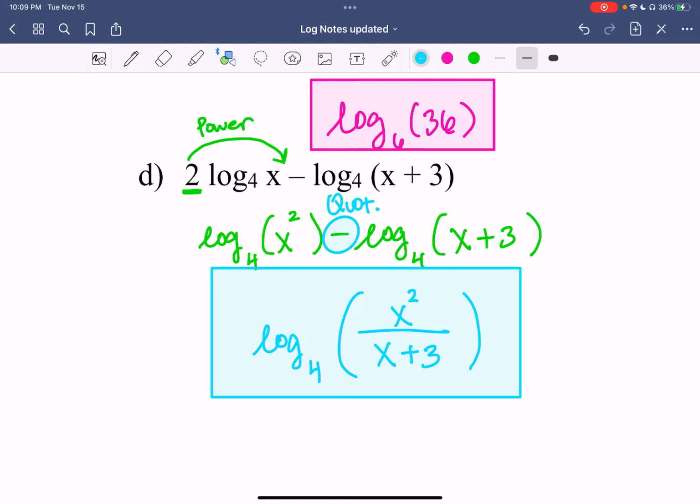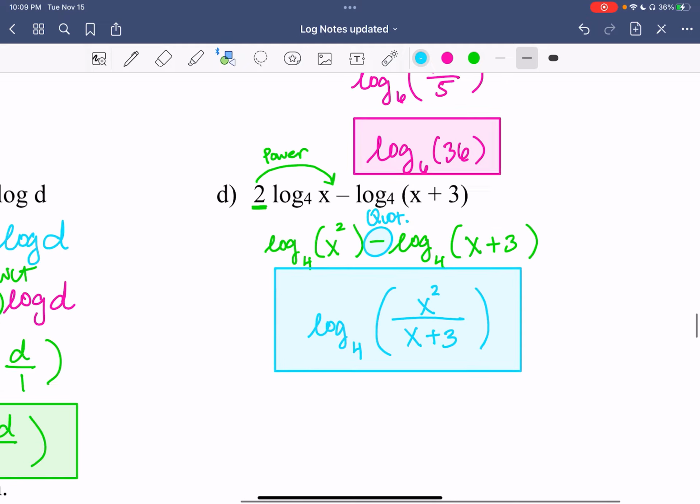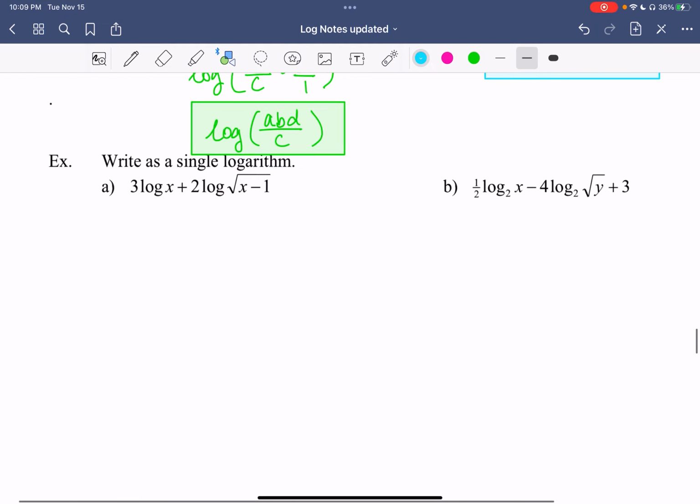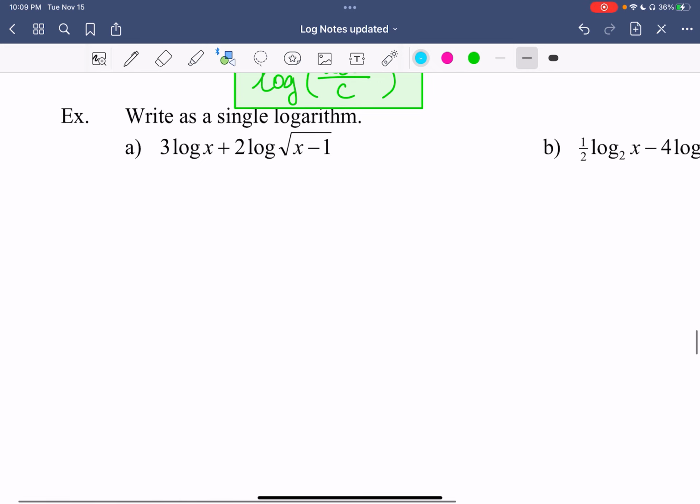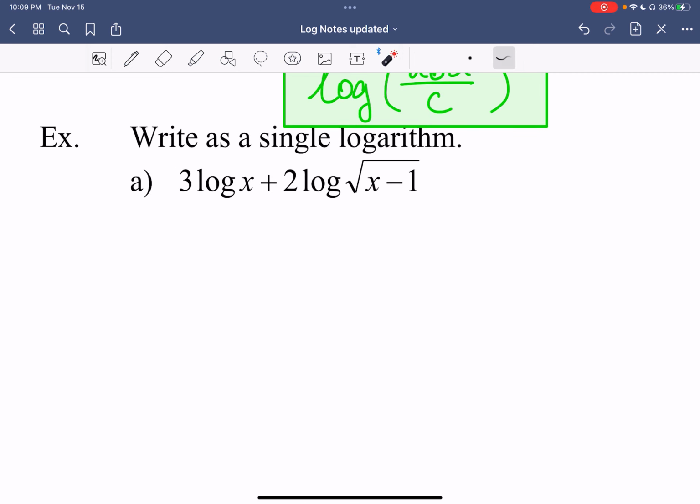log base 4 of x squared over x plus 3. Okay, next example, write as a single logarithm. So I see some coefficients there. Well, first let's check the bases. They don't have any, so they're both going to be base 10.